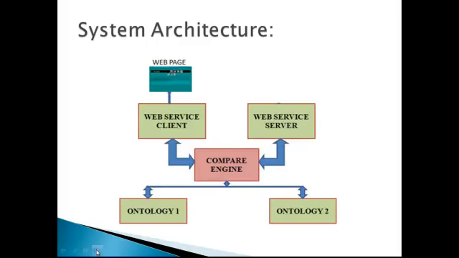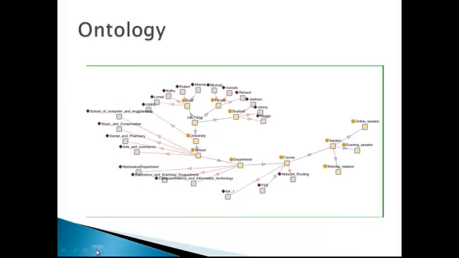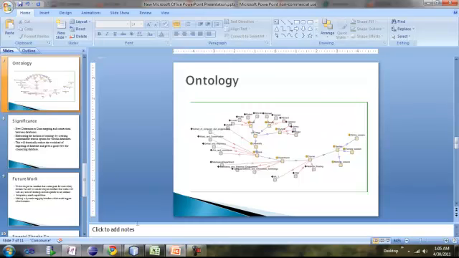For the architecture, these ontologies are fed into the compare engine, and the requests and responses are handled by the client and server. This is the core part of our project, where we have divided our compare engine into 6 modules, like the property matching techniques, property association techniques, decision box, etc. The decision box is the final place where the decision is taken based on the property trigger. This is our ontology, which has a hierarchical structure like university, school, department and so on, and its relevant individuals are given. Now let's see the project demo.